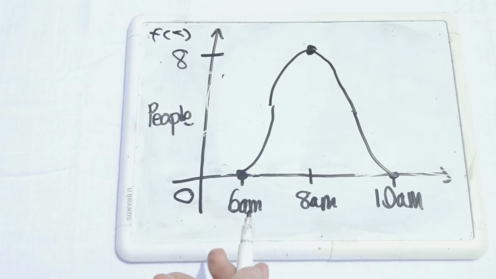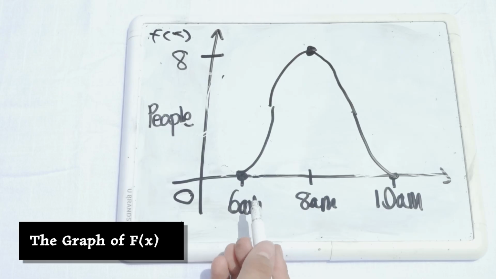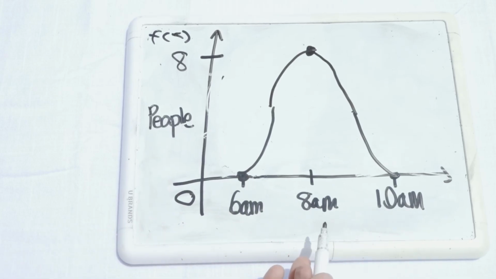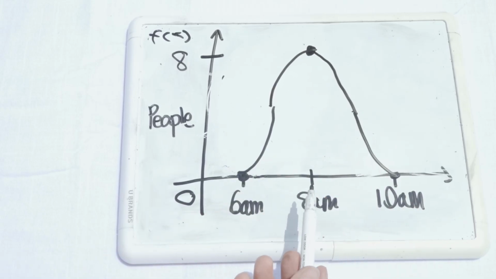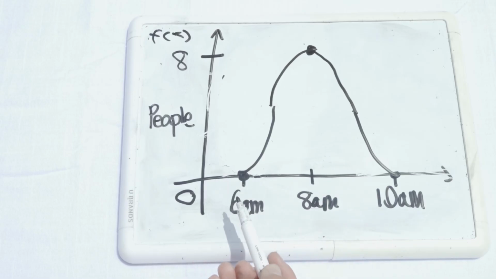This is the graph of f of x, so the original function. Since the x-intercepts and the people are at 0 at 6 a.m. and 10 a.m., when the graph is above these points, it means that there are people in the station. So when the graph is positive, there are people in the station. When the graph is at 0, it means the station is empty.